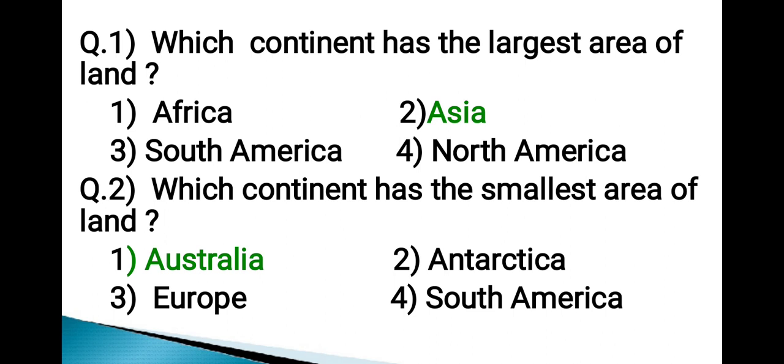Next question is, which continent has the smallest area of land? Options are Australia, Antarctica, Europe and South America. Out of these four options, option number 1, that is Australia, is the correct option. Australia is the continent which has the smallest area of land. Hence, the correct answer is option number 1.